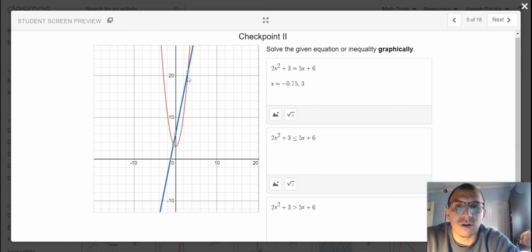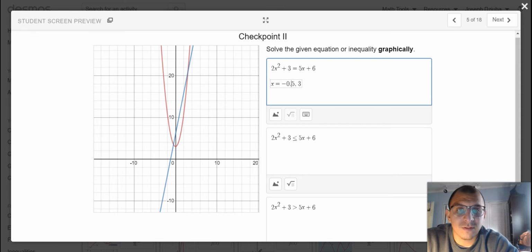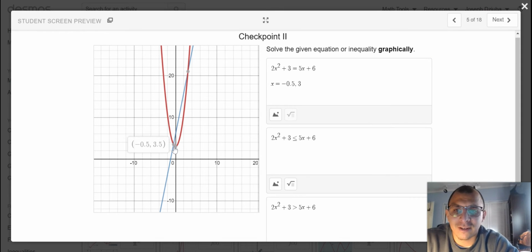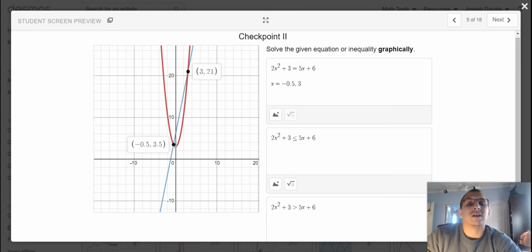I'm sure if I was able to, I can select these points. Who would have known? 3 works, the output is 21 for both, and negative 0.5. So you can click the graph. Okay. So at negative 0.5, the output for both functions is 3.5, and at 3, the output for both functions is 21. I could have also obviously solved this algebraically, but that is not the point here. The point is to determine these values graphically.